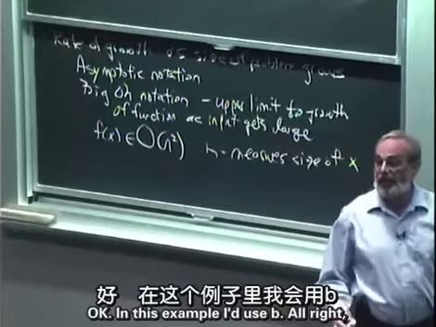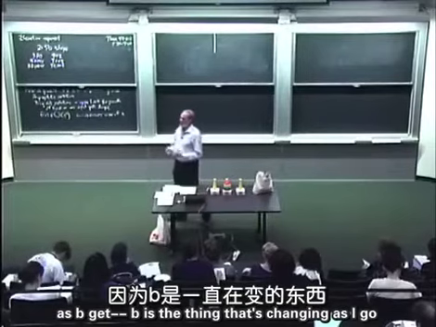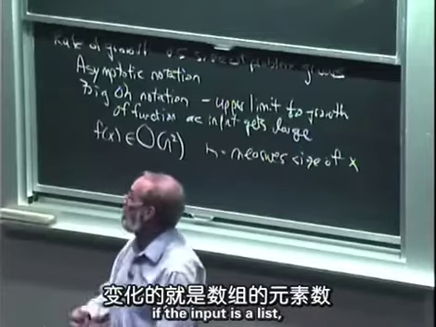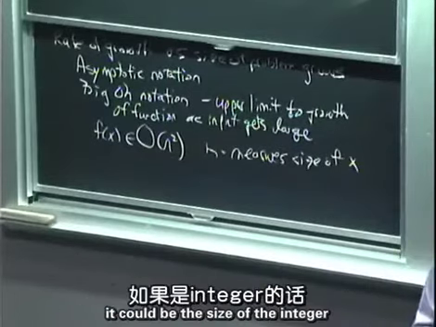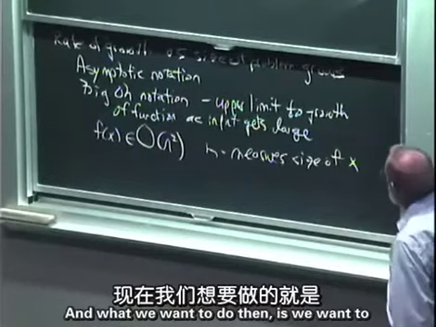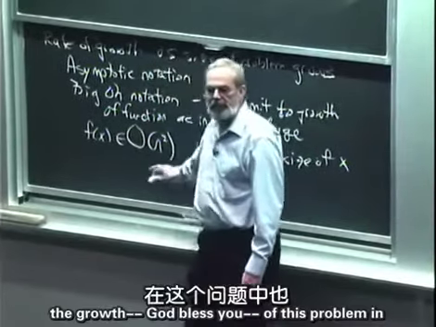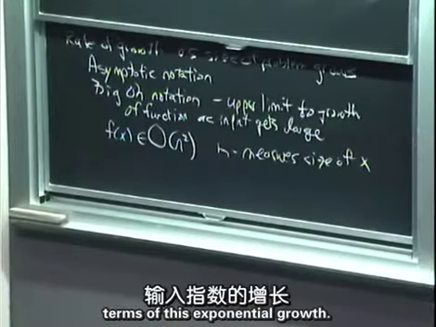Okay? In this example, I'd use b. Right? As b is the thing that's changing as I go along here. But it could be things like how many elements are there in a list if the input is a list. It could be how many digits are there in a string if the input's a string. It could be the size of the integers we go along. Right? And what we want to do then is we want to basically come up with how do we characterize the growth of this problem in terms of this exponential growth.